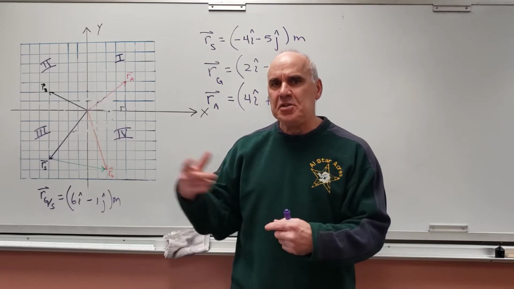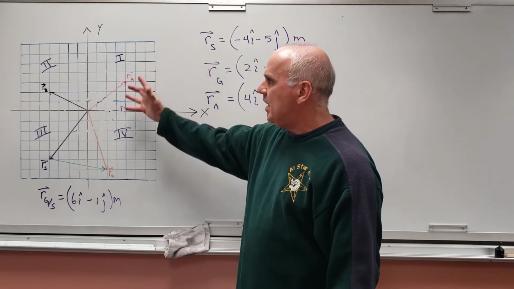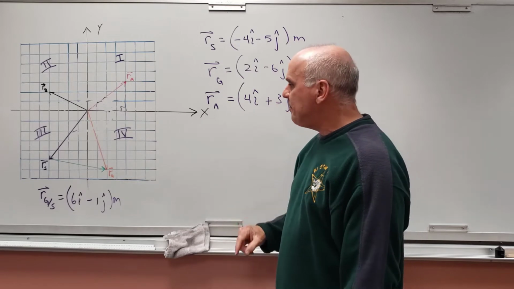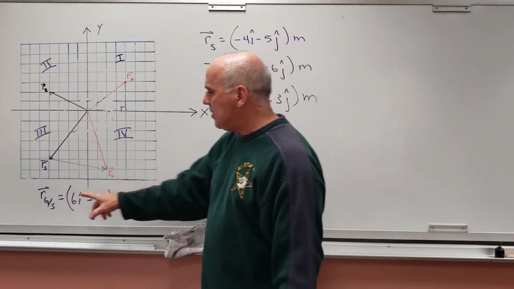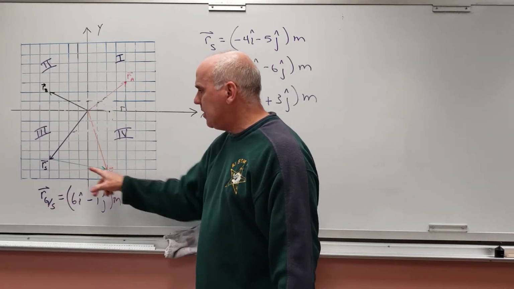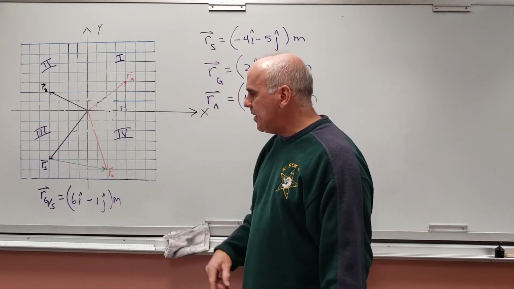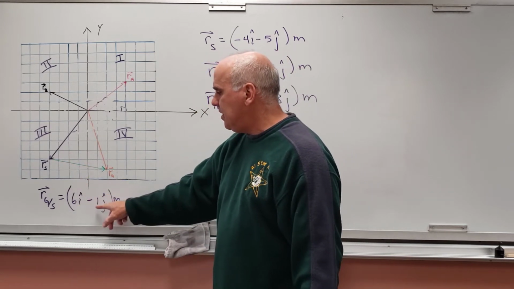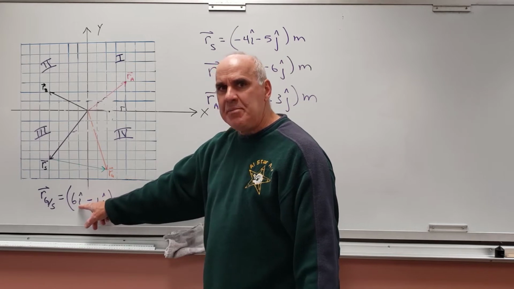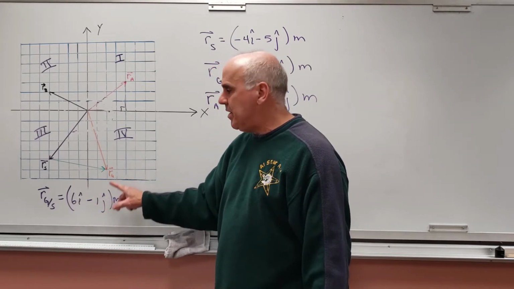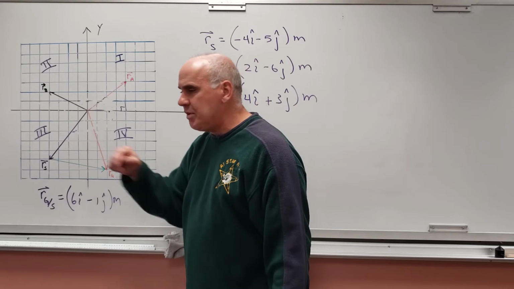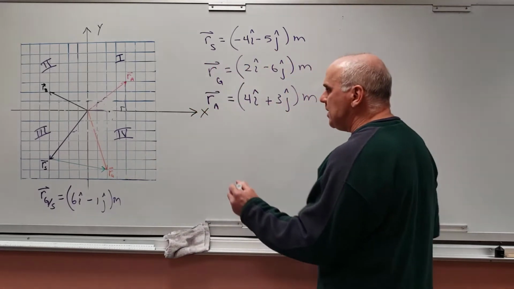Hello everyone, let's take another step forward in our discussion on position and displacement. Last time we talked about the position of Grayson with respect to Shelby, and that was this green vector here, and we said that that was 6 meters to the right, so 6i meters minus 1j meter. That's the position of Grayson with respect to Shelby.